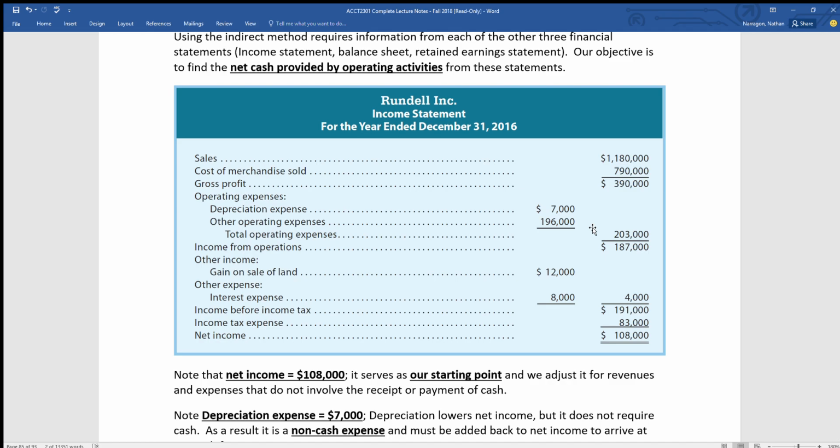And the one major non-cash expense is always going to be depreciation. Since it's depreciation, and notice that depreciation also works with fixed assets, we're going to basically add that back into our net income. The reason why is because this is subtracted from the overall sales to get to the net income. So we're going to add that back in.